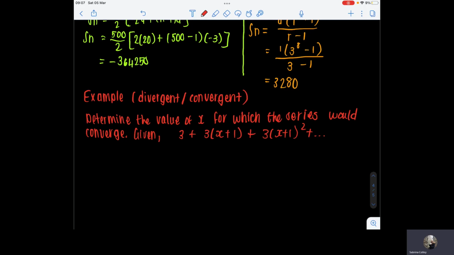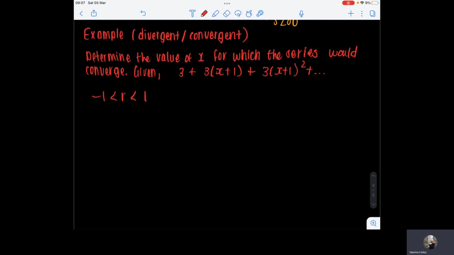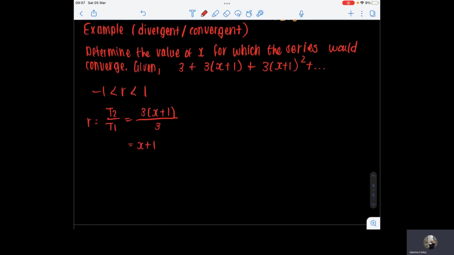Okay, so if I am asking for which the series will converge, I know that it will converge if r is between -1 and 1. So I need to determine what my r is. To get my r, I know I need to go term 2 divided by term 1. So term 2 is 3 over x plus 1, and term 1 is 3. So then my r will be x plus 1. I know my r needs to be between -1 and 1, so x plus 1 needs to lie between -1 and 1.